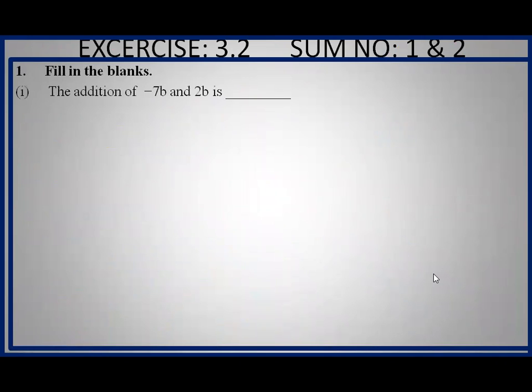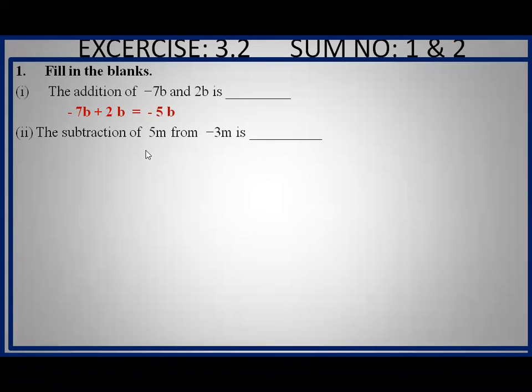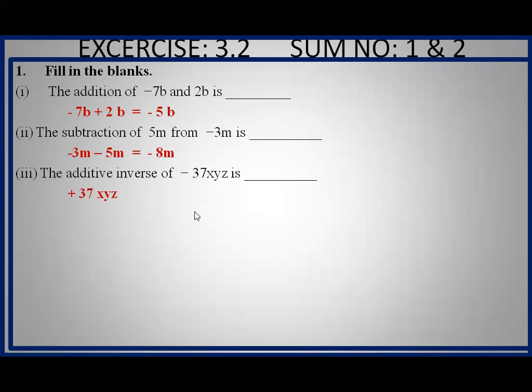Okay, fill in the blanks. The addition of 2a, minus 7b and 2b is: minus 7 plus 2 is minus 5, and write the literal coefficient which is b. The subtraction of 5m from minus 3m, that means minus 3m minus 5m. Both are minus signs, so you add the numbers, so minus 8m. The additive inverse of minus 37xyz: additive inverse is the other sign, so minus 37xyz becomes plus 37xyz.